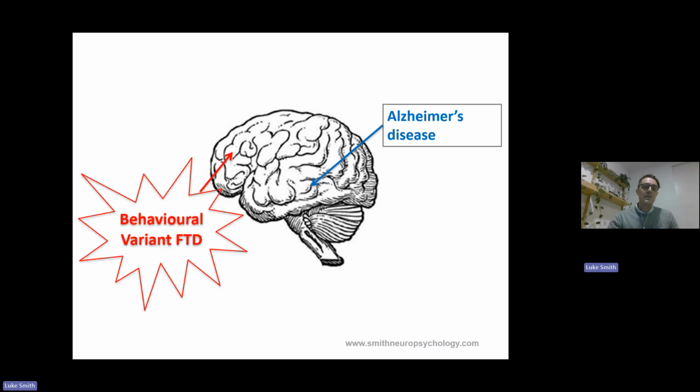Or if someone is showing these changes in behaviour, changes in social cognition, changes in executive functioning, I might start to consider they have behavioural variant frontotemporal dementia. So please just be mindful that this is a very basic way of demonstrating how we use this information. Diagnosis is absolutely more complex than this, and we use diagnostic criteria, but it hopefully gives you an idea about how I use this information diagnostically.